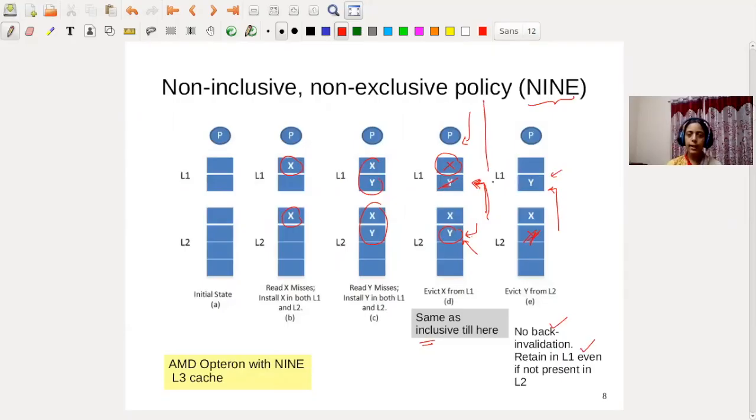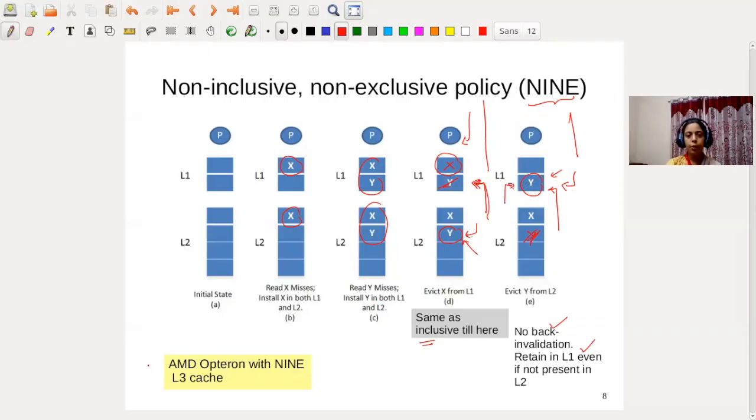So up till this point, it is like inclusive policy, and after this point, it is not following the inclusive policy. And this is called as non-inclusive, non-exclusive policies. It might be beneficial sometimes because in inclusive policy, when you do back invalidation, and let us say we invalidated Y and the next access was to Y, then we have lost it in L1 and we've also lost it in L2. So that will be a major disadvantage there. So by retaining it in L1, we have some advantage here in case you access Y again.